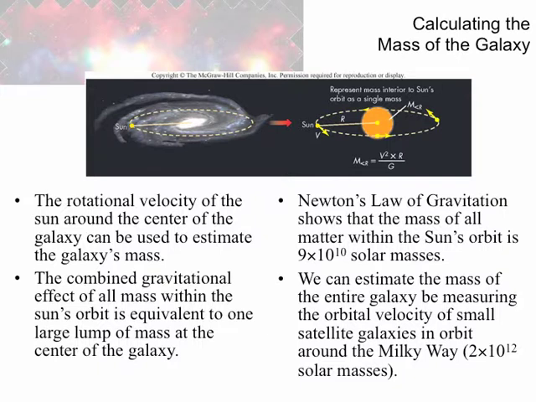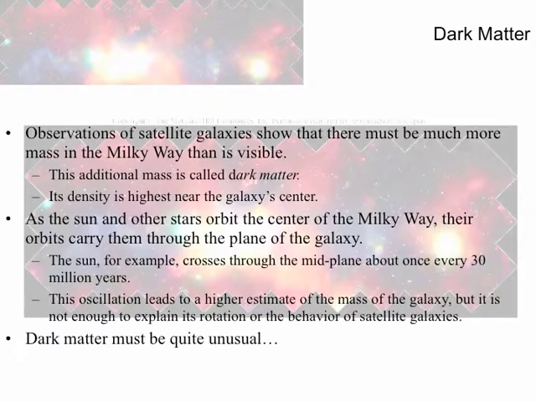Basically, this mass doesn't agree with the mass that we see. The light from all the stars does not add up to the amount of mass that would be required for us to have the orbital speed within the Milky Way that we have.